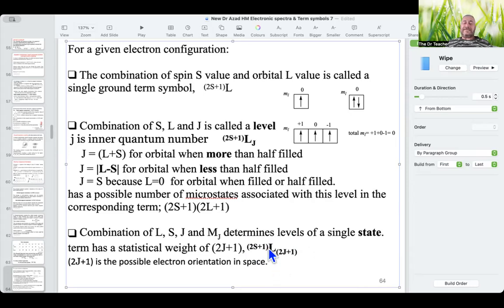You can find the L. What is it? Is it S, P, D, F? To the top left, you multiply 2 times how many spins you have, how many halves, plus 1. To the lower right, you count 2J plus 1. What is the J? It depends on these. And then you multiply 2J plus 1, and you end up with a number here, a number here. So they call it the possible electron orientation in space.